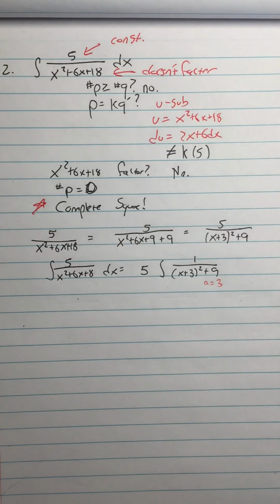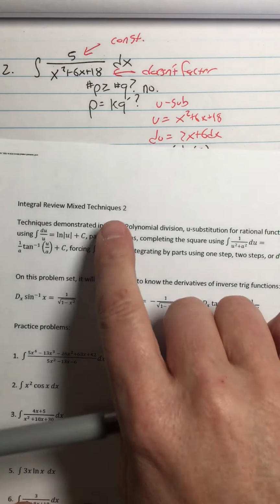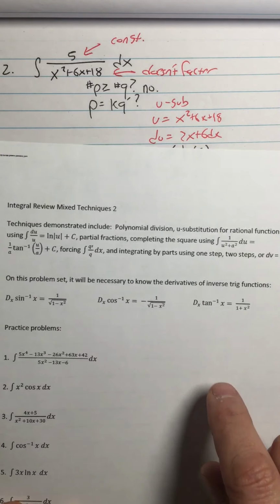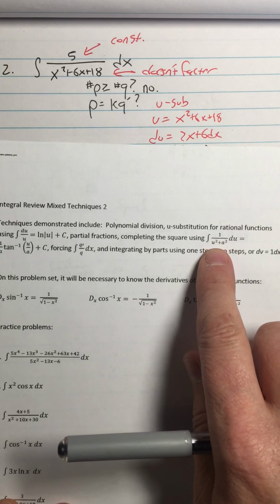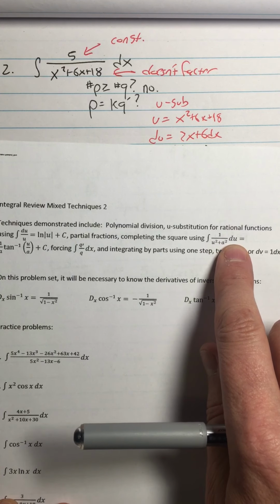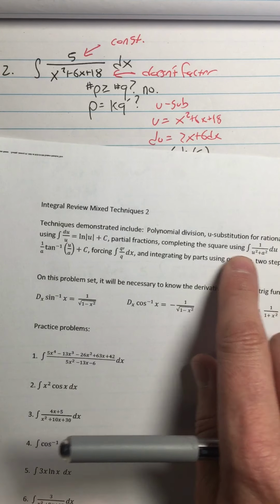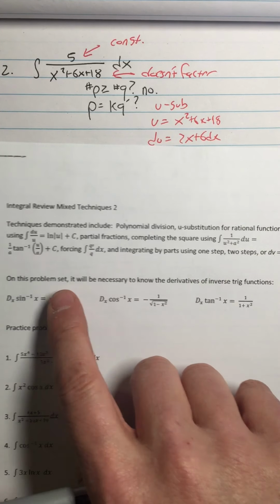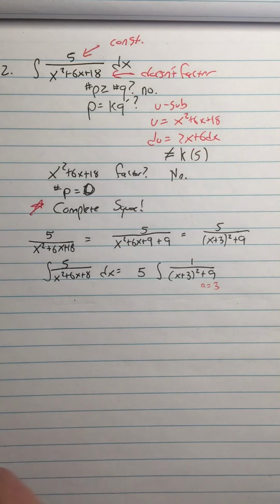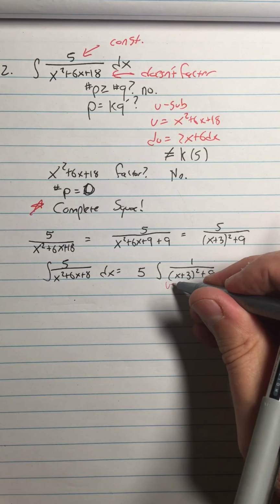And then we have this nifty integration formula. I put the integration formula right here on techniques 2, the one that you're going to do. Here's the technique. The integral of 1 over u squared plus a squared du is equal to 1 over a inverse tangent u over a. So the u could be any function of x. In this case, the u is x plus 3, right? So this is using u equals x plus 3, all right?